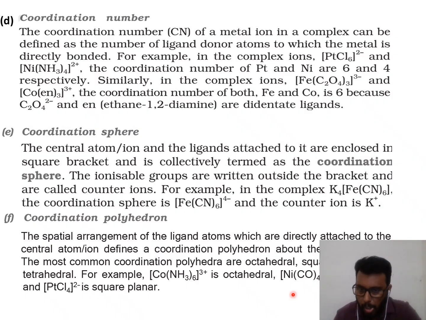Similarly, tetracarbonylnickel and tetrachloroplatinate. What is the coordination number of these complexes? 4, right? They are not bidentate ligands, so it will be 4. So nickel tetracarbonyl and platinum tetrachloroplatinate. Since the coordination number is 4, obviously your geometry will be square planar.